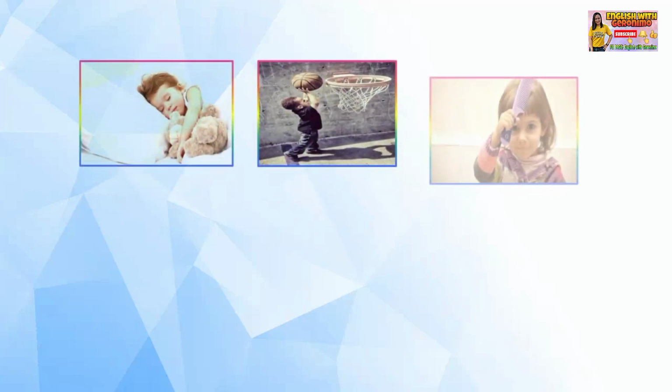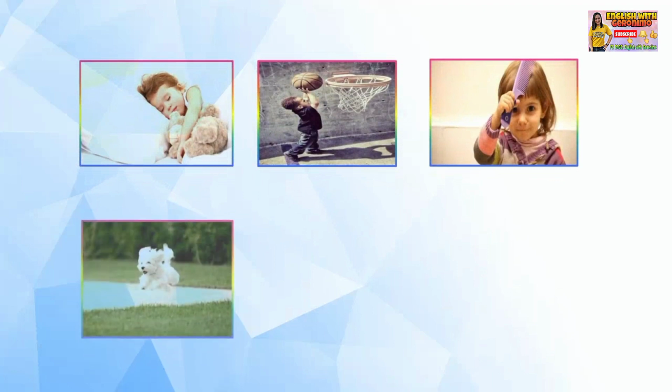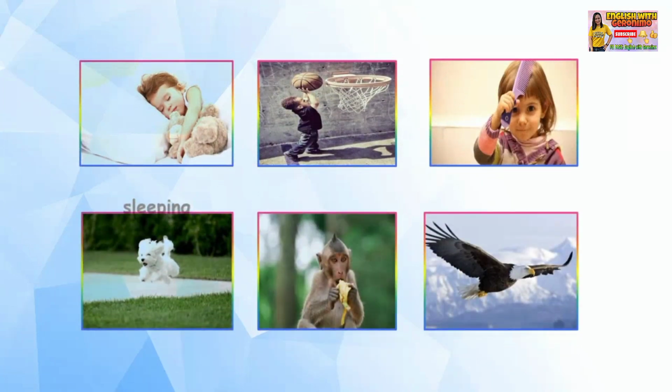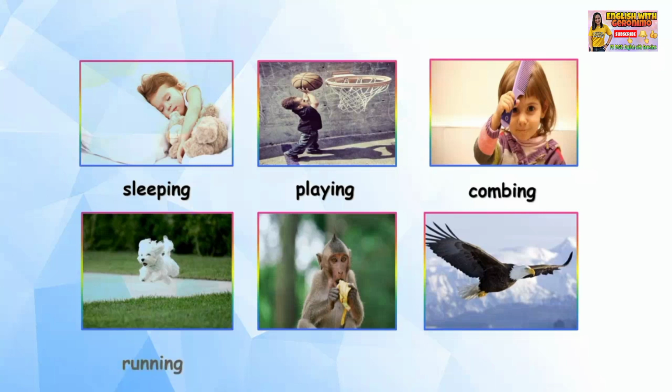Let's take a look at the following pictures. Can you guess what the person and animals are doing in the picture? Let's start. The little girl is sleeping. The little boy is playing basketball. The little girl is combing her hair. The dog is running. The monkey is eating a banana.